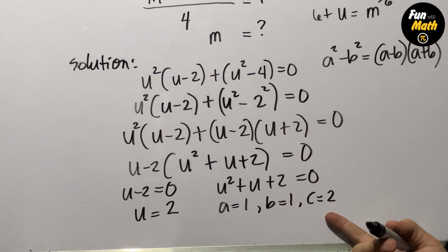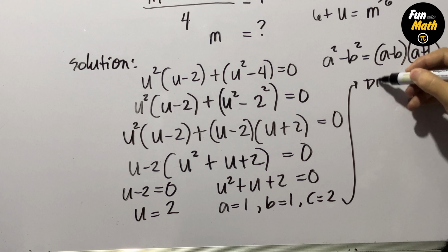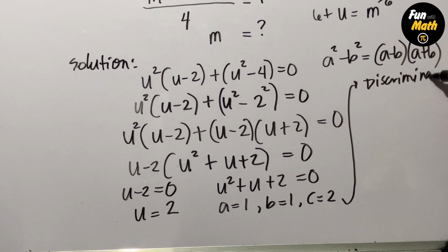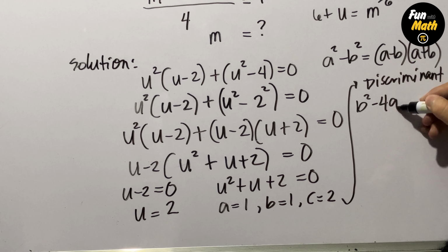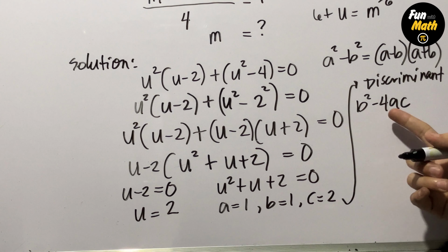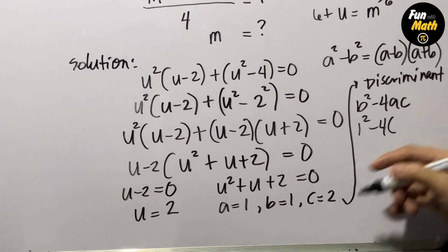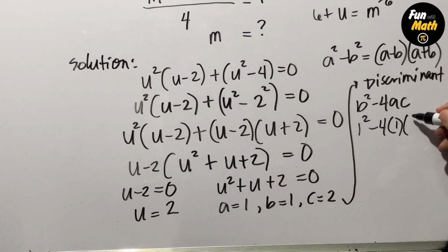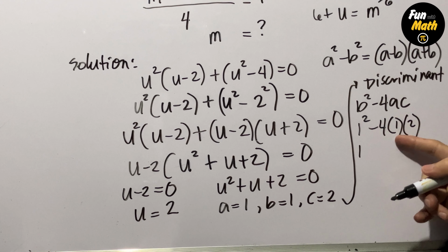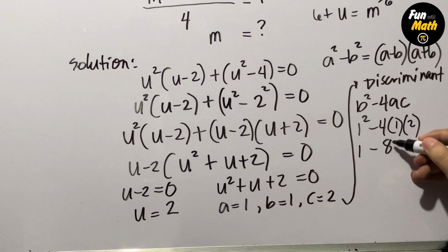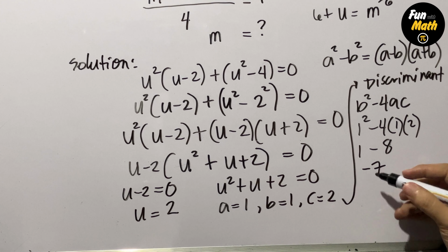For this, there is another method using the discriminant. So using the discriminant, we have b squared minus 4ac. So b squared minus 4ac: b, that's 1 squared, minus 4 times a, that's 1, times c, that's 2. Now 1 squared, that's 1, negative 4 times 1 times 2, that's negative 8. 1 minus 8, that's negative 7. Now the result is negative.